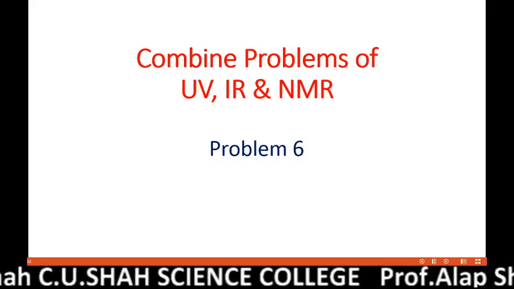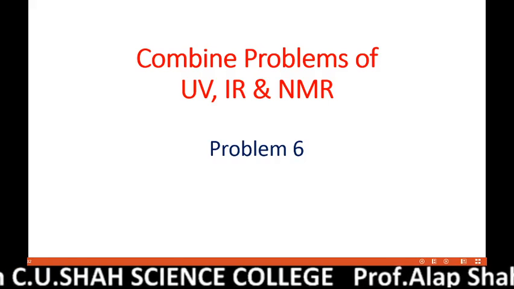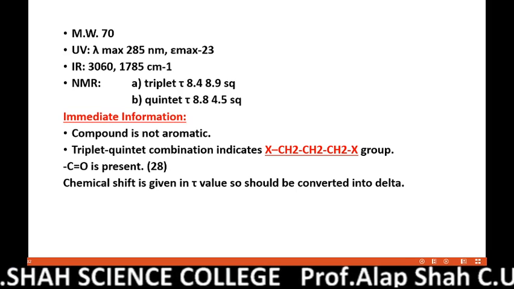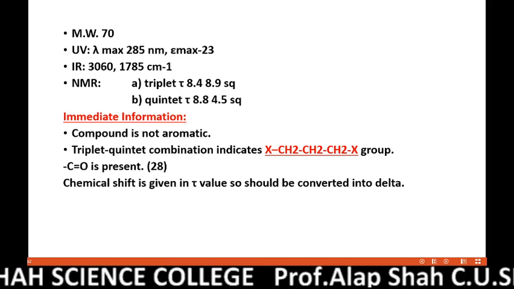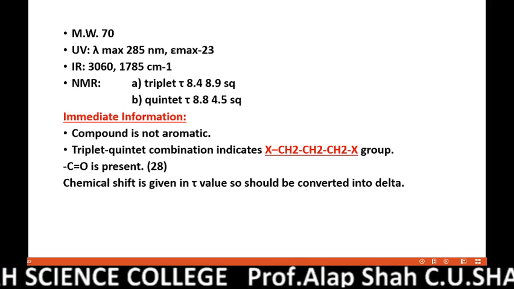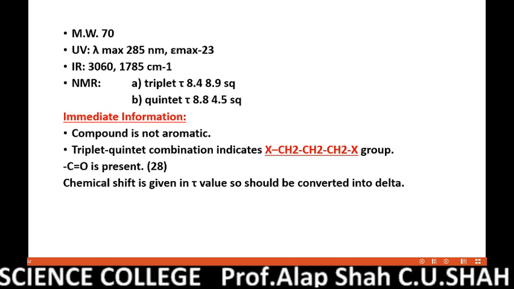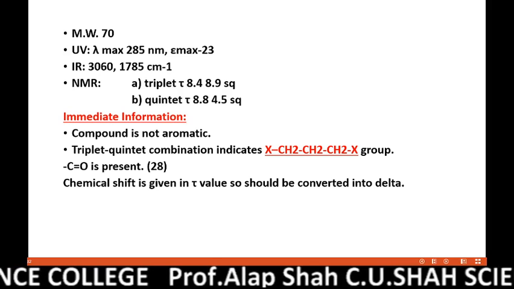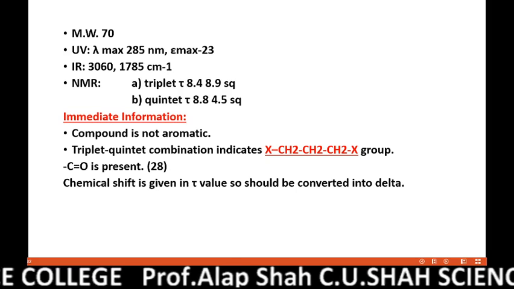Hello everyone. Let's discuss one more problem. Molecular weight 70, UV lambda max 285 nanometer, epsilon, which is the intensity of the UV band, is 23, two IR bands 3060 and 1785, two NMR signals, triplet.